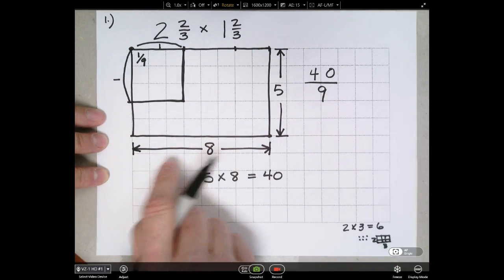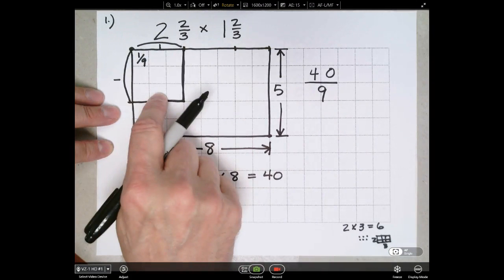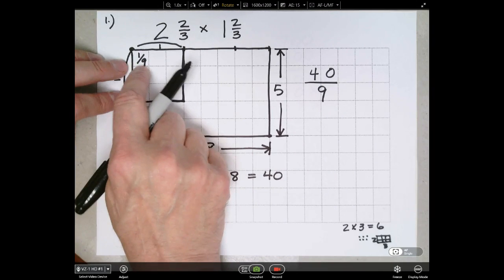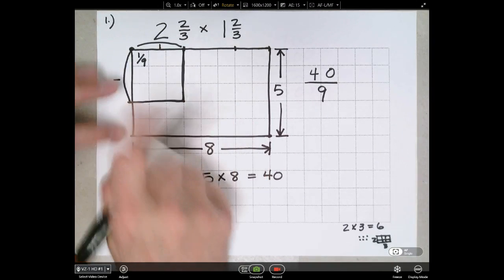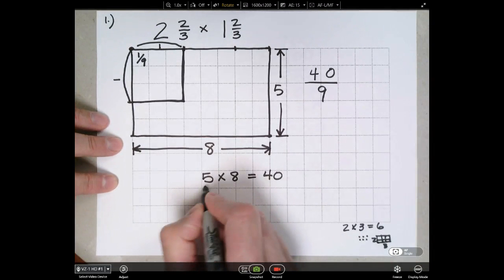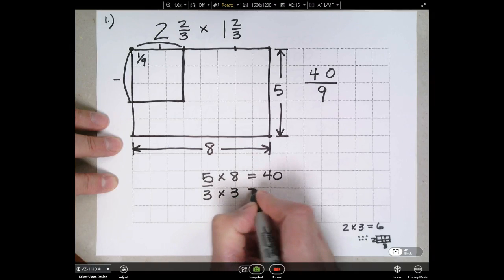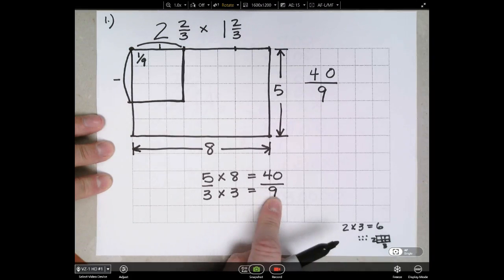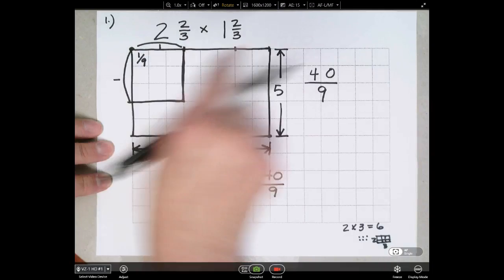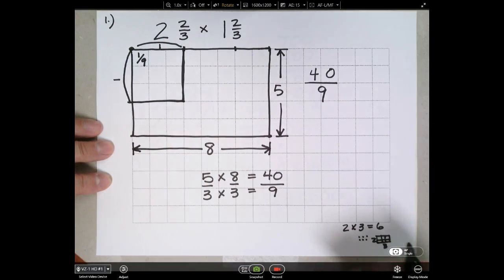Okay, and one of the other things we said was to get our denominator, we recognized that this was not thirds, but it was thirds by thirds. Okay, and we multiplied 3 times 3 to get our denominator, and that was 9. Okay, so looking up at this problem, where do we see these numbers?